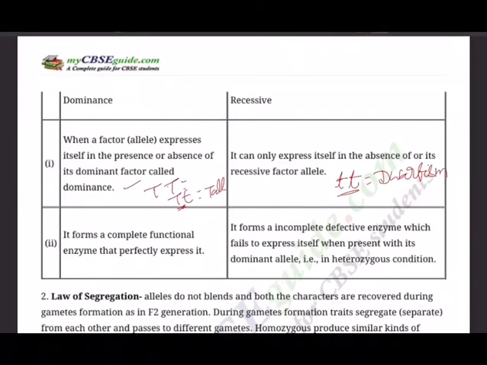Whereas in any other combination, this recessiveness cannot be expressed. And dominance forms a complete functional enzyme that perfectly expresses it. It's because of the enzyme. The recessive forms an incomplete defective enzyme which fails to express itself when present with its dominant allele. So in heterozygous condition, it cannot.